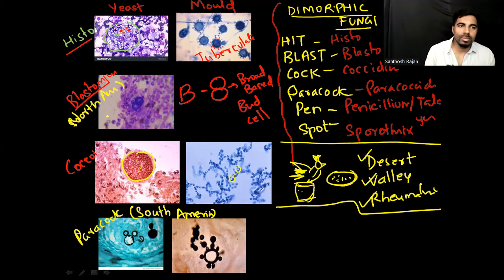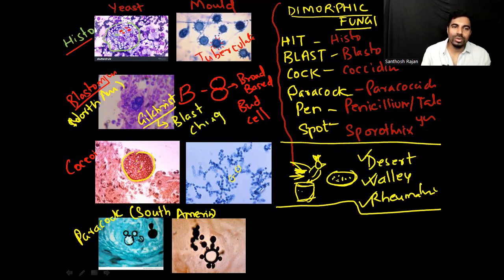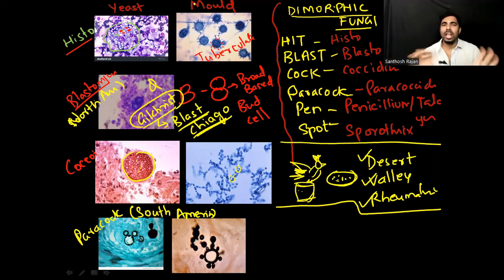One more thing I forgot: blastomycosis is also called Gilchrist disease. Gilchrist, you know, the Australian cricket player. When he wins the match he wants to celebrate, so with the family he goes to have a blast in Chicago. Chicago is in North America. So Blastomyces is Chicago disease, and its other name is Gilchrist. Very simple. I compromised this much so you will not make any mistake in this question.